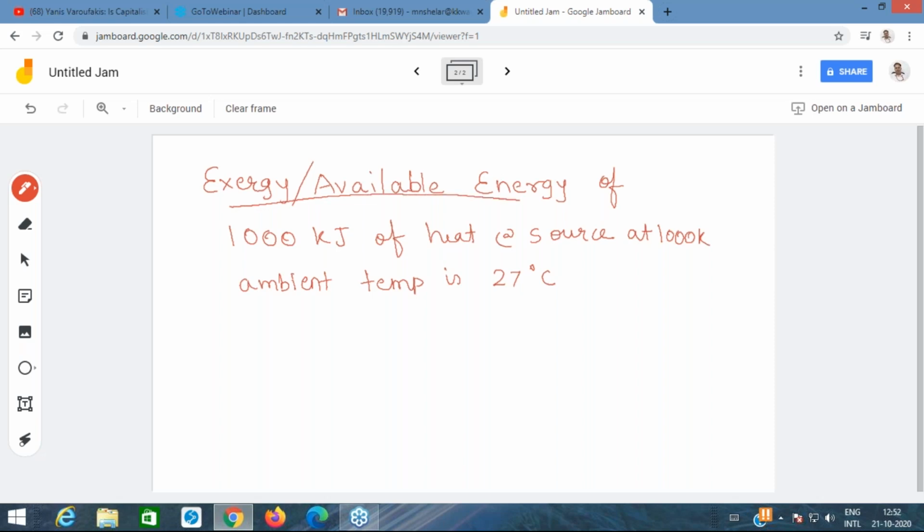This is just sort of a revision of the concepts which you have done, and I want to ensure that you have internalized those concepts. So I am interested in finding the available energy of the heat which is being supplied by the source, and the source is at 1000 Kelvin. The quantity of that heat is given to be 1000 kilojoules. I'm interested in finding the available energy or exergy of this heat.